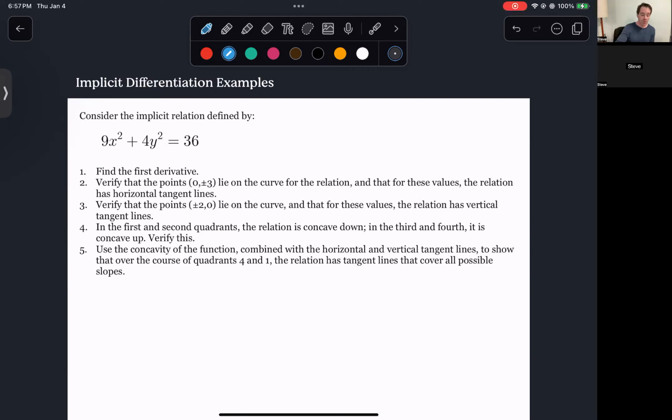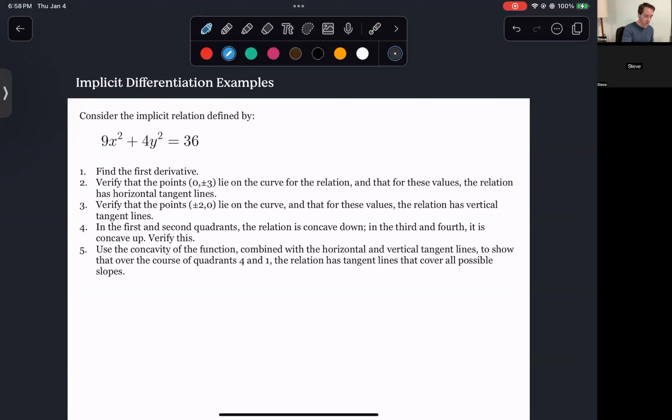Consider the implicit relation defined by, and here's our equation. We're supposed to first find the first derivative. Now, if you don't know how to do implicit differentiation, you act like it's a normal function, except that the chain rule applies whenever there's a y. So this thing right here, we can differentiate like normal, but the 4y squared is going to have a bit of an issue because there's going to be an outside function, which is the squared part, but then an inside function, which is what the y is. You may already know this, in which case this is going to go kind of quickly.